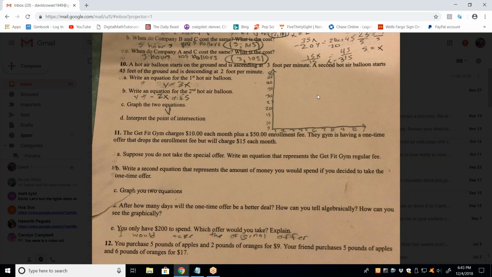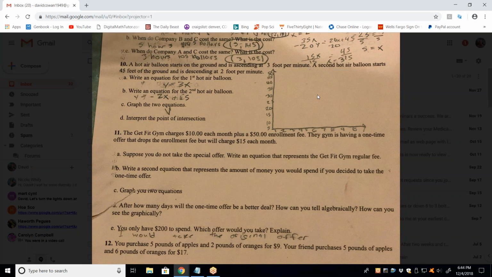A hot air balloon starts on the ground and is ascending. What does that mean? Going down? Going up. It's a hot air balloon. Descending is down. Ascending is up. And it's going at 3 feet per minute. Okay? Now, what's the slope of that balloon?